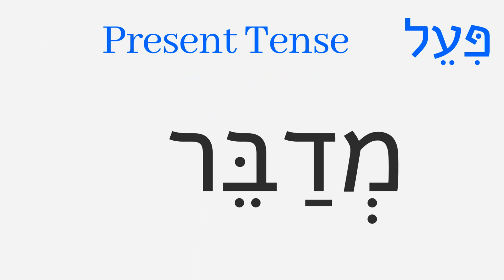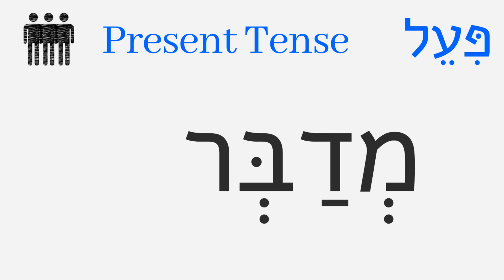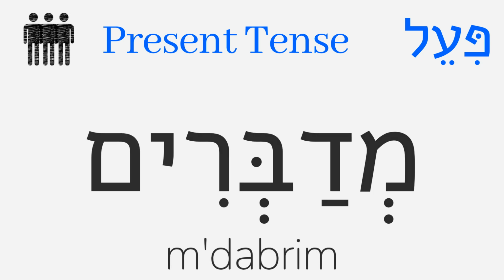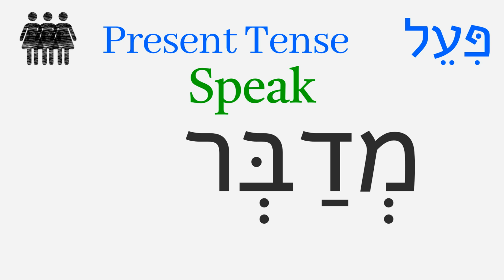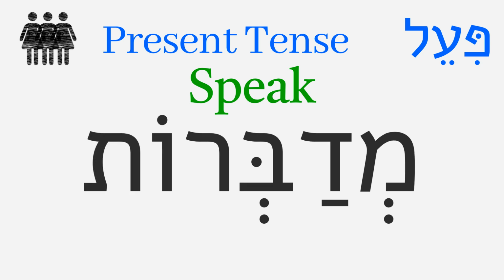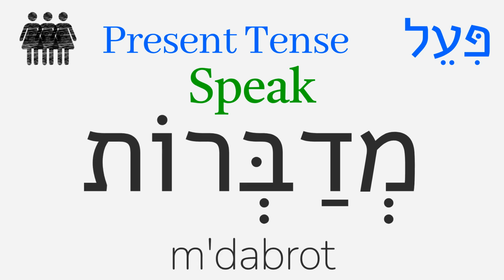The masculine plural and feminine plural forms change this vowel on the second root letter to a shva. And then the masculine plural form adds im to get medabrim, speak in masculine plural form, and the feminine plural form adds ot to get medabrot, speak in feminine plural form.